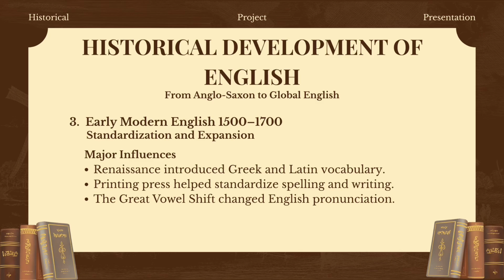Okay, so move on. We have the early modern English. So it's the standardization and expansion. So the early modern English period developed during the Renaissance period. During this time, English borrowed many words from Greek and Latin because of the growth of science, philosophy, and education. So another important event was the invention of the printing press, which helped standardize English spelling and writing.